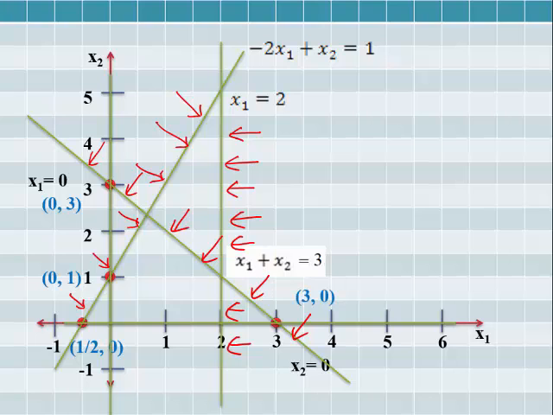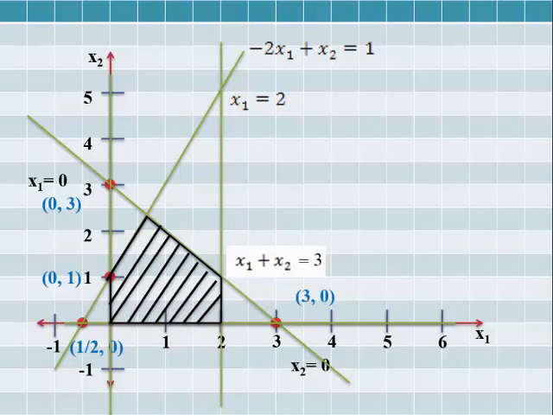Then the non-negativity constraint x1 is greater than or equal to 0. So the solution space will be on the right side of the line x1 is equal to 0, and the last constraint x2 is greater than or equal to 0. So the solution space will be above the x2 is equal to 0 line. By considering all the constraints we can fix the solution space like this.